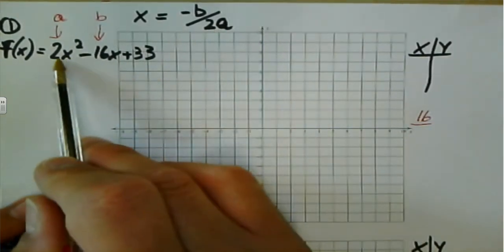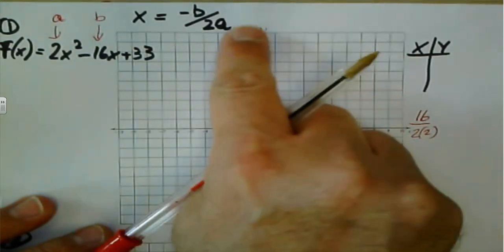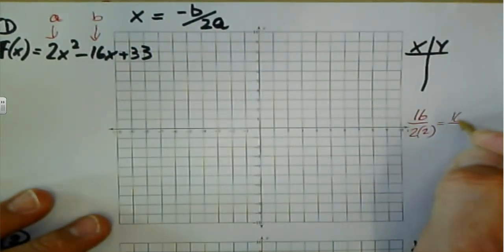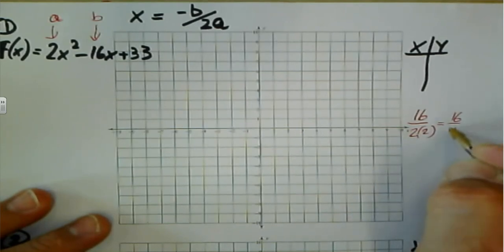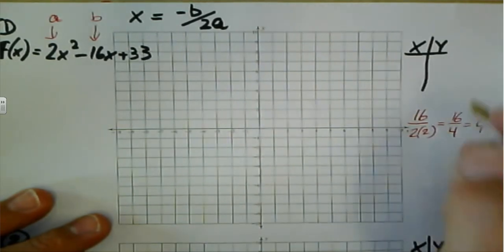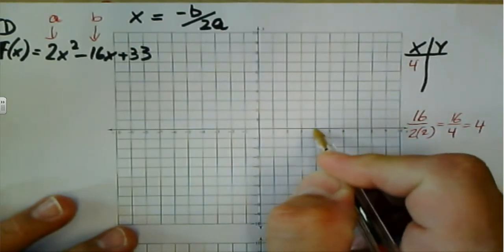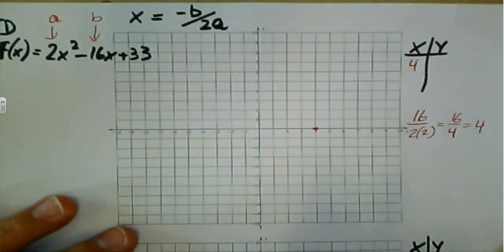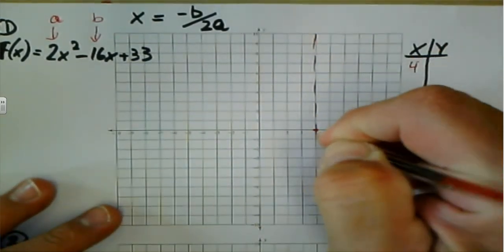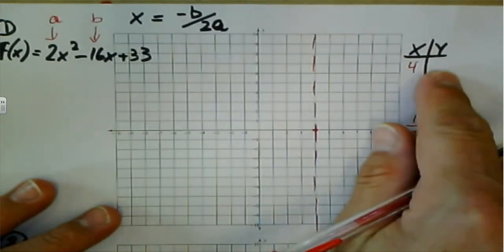2 times a, well, a is 2, so it is 2 times 2. And all I did is replace the a with the 2, and here we go. So we have 16 over 2 times 2 is 4, and 16 divided by 4 is 4. That's our first number. So if we go to 4 on the x-axis, that's right there. Okay, that is our axis of symmetry if we want to put that down now. But we probably need to find the vertex first.